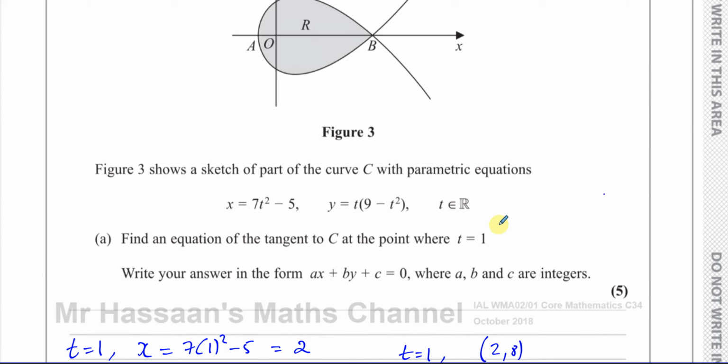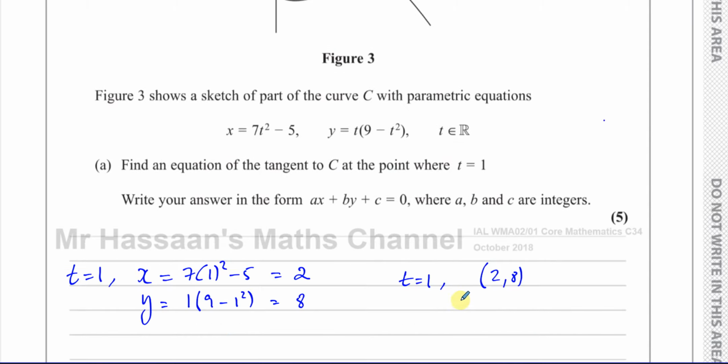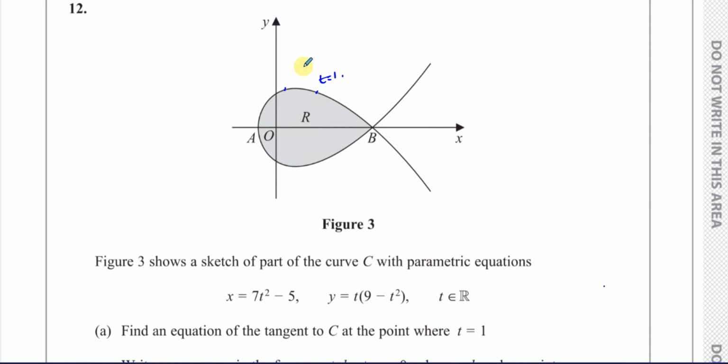If we have a little sketch of that over here, it's going to be somewhere like over here, maybe (2, 8), somewhere over there. We can't be sure exactly what these values are. It could be somewhere up here, somewhere down there, I'm not sure. That's where t equals 1, for example. We know that it's going to be where x equals 2 and y equals 8. That's the point (2, 8).